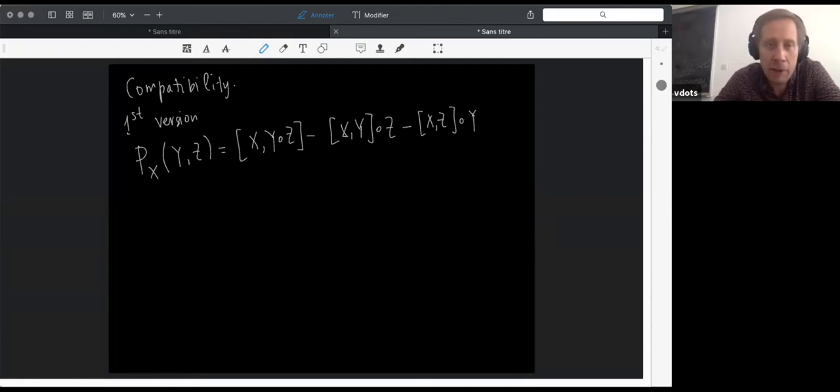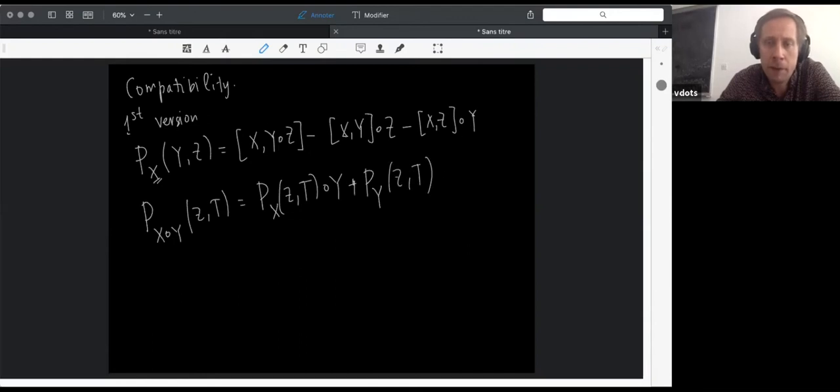So I will write the following identity. So this is the notation. I will say that this P, which is now a function of 3 arguments, is a derivation with respect to X. P_{X,Y}(Z, T) is equal to P_X(Z, T) multiplied by Y plus P_Y(Z, T) multiplied by X. So this is a certain weakening of the Poisson compatibility, of the Leibniz rule, if you want.